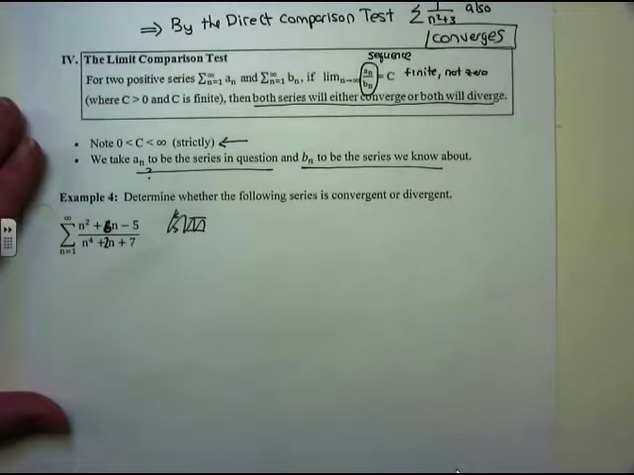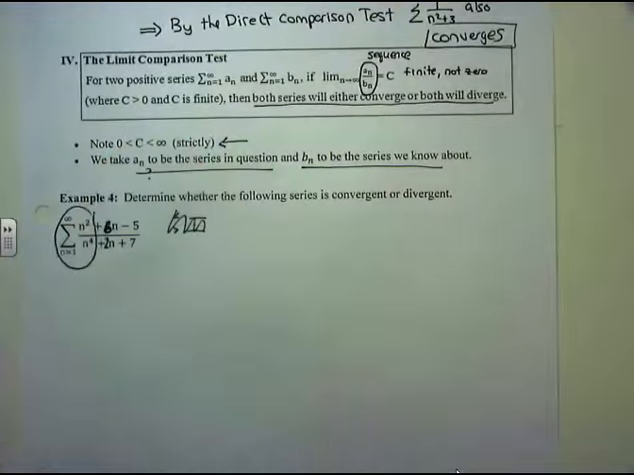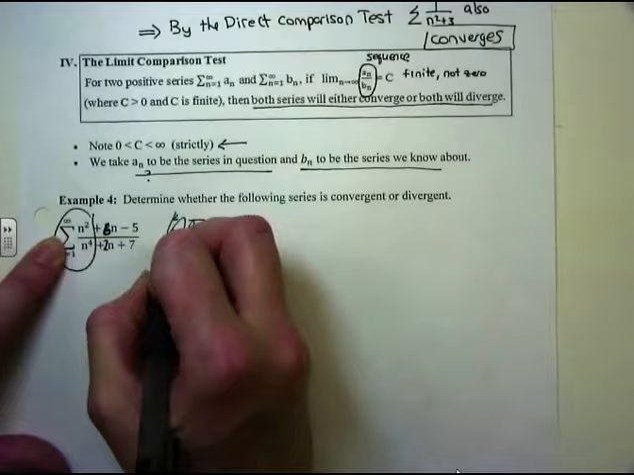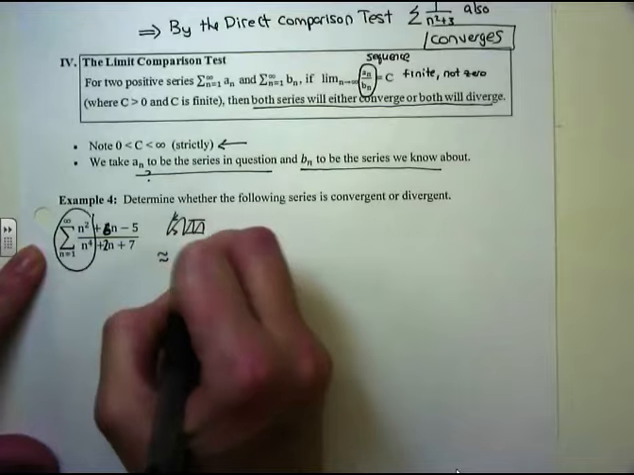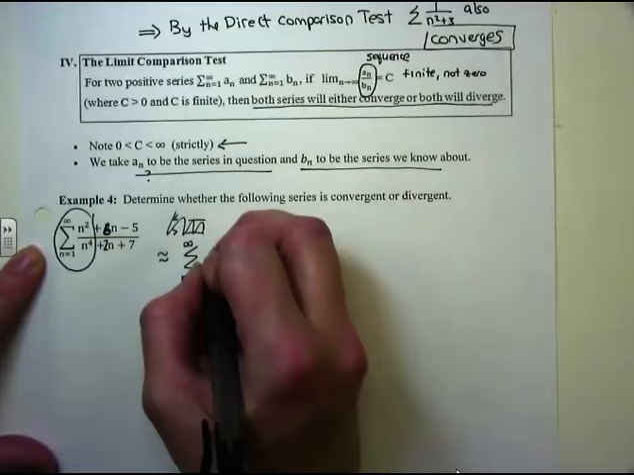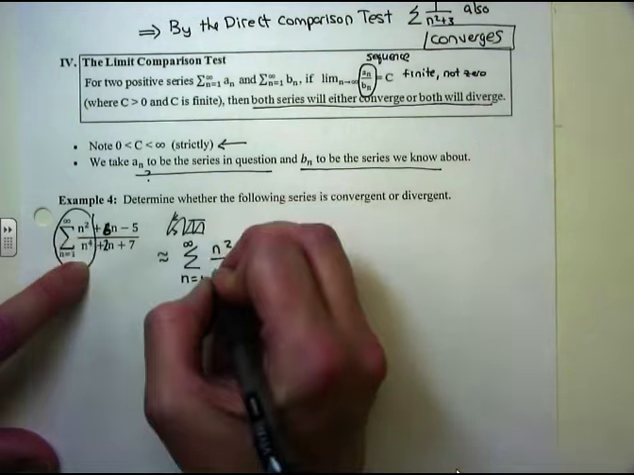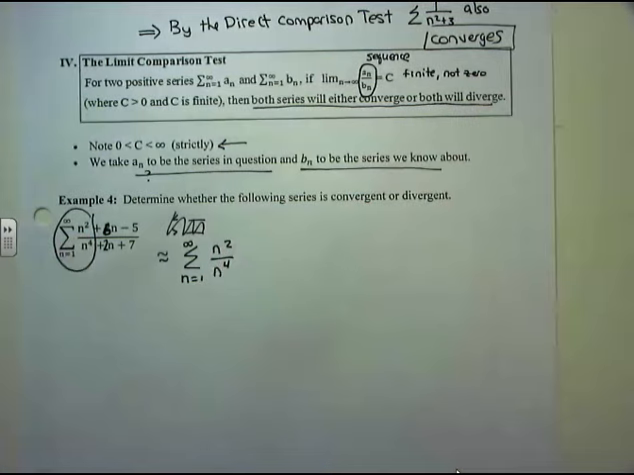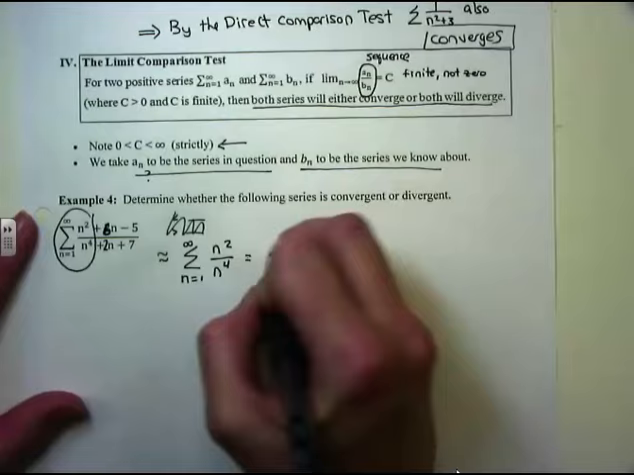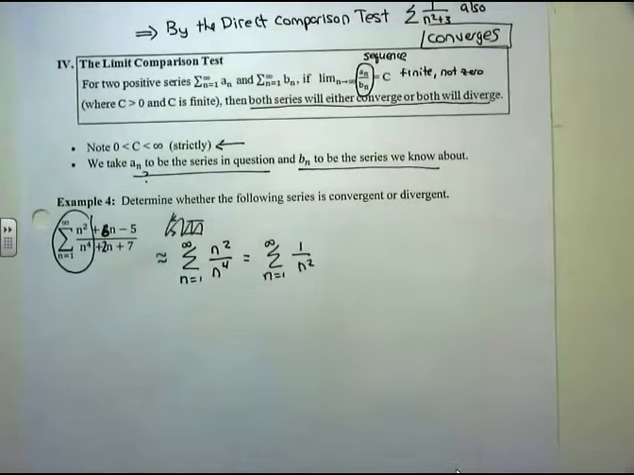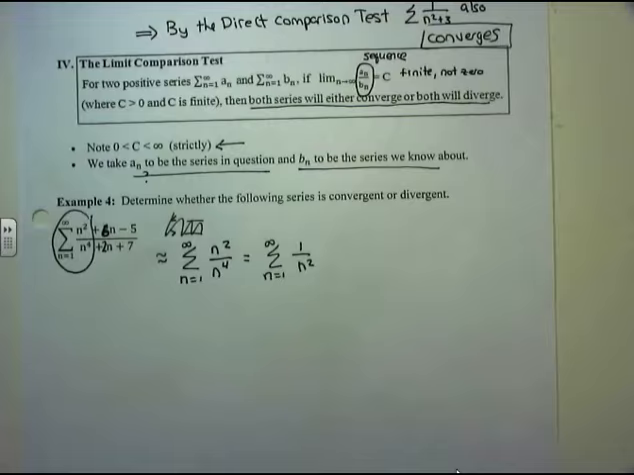If I have a ratio of polynomials, then it's always good to know that this large series, the series of this whole piece, is approximately equal to the series from 1 to infinity of those leading terms. So in the numerator, the leading term is n squared, and in the denominator, the leading term is n to the 4th. We can simplify this to the summation going from 1 to infinity of 1 over n squared. Now I'm not saying they're equal, I'm saying there's a relationship there.